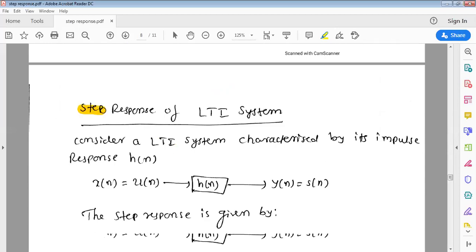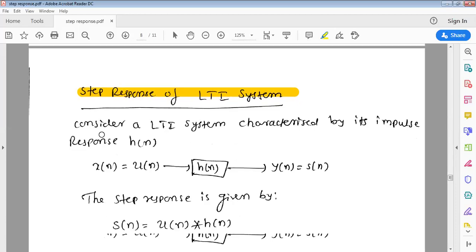Now, a new topic, that is step response of LTI system. It is nothing but the convolution only with slight difference. Consider an LTI system characterized by its impulse response h of n. Now I am giving x of n to the system h of n, and I am going to obtain y of n.